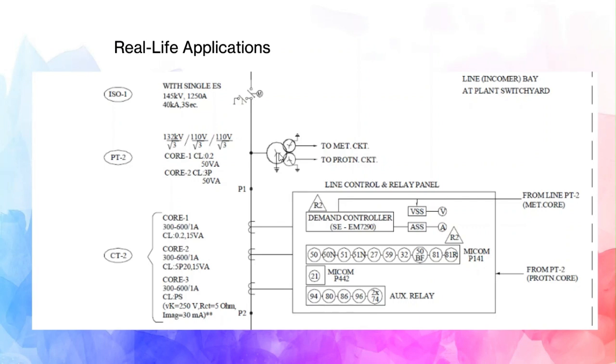So in this PT, there are two cores. One is a metering core, and another is a protection core. See, the class is 3P. This is how the protection core is represented. And next part is again the CT.